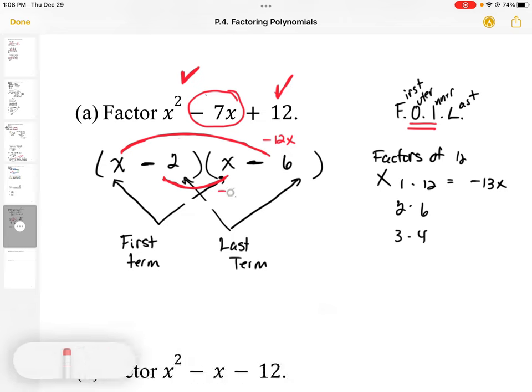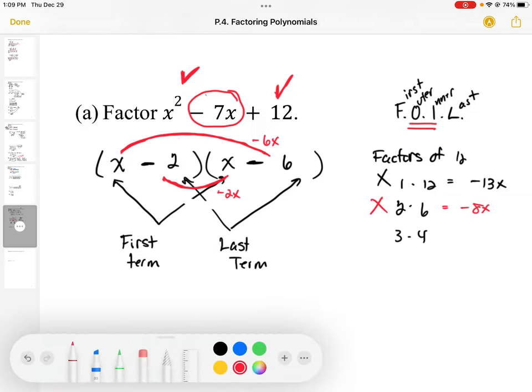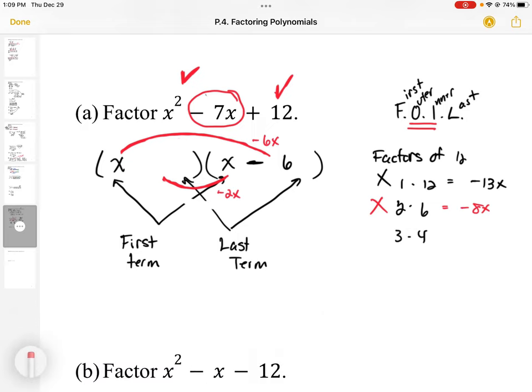And now I multiply these together. Checking our outers and our inners, we get negative 6x. We get negative 2x. Put them together and we get negative 8x. That doesn't work either. So we've got to try our next combination.